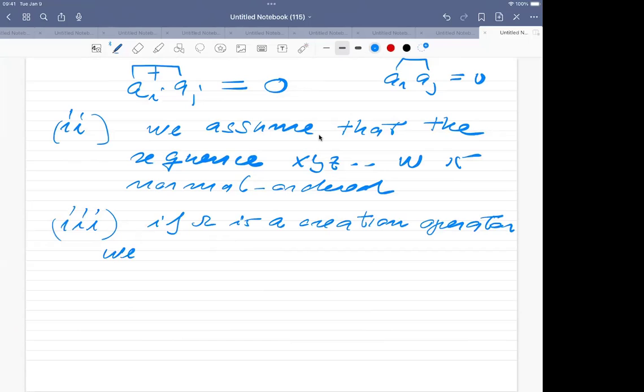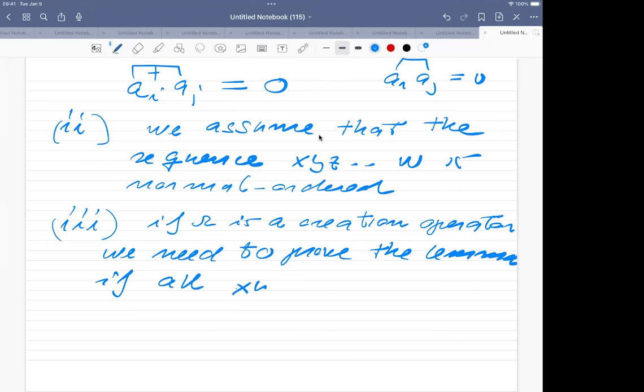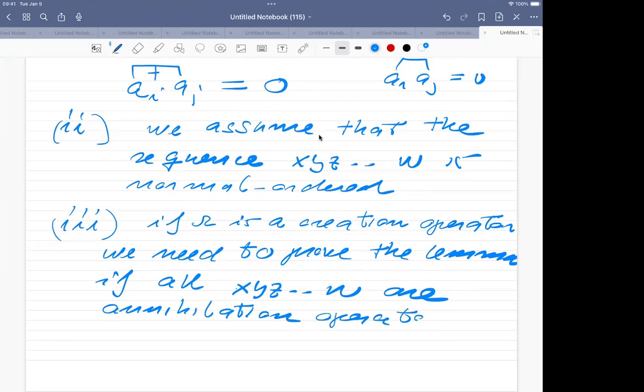We need to prove the lemma if all X, Y, Z up to W are annihilation operators. So that's the only case where this can give us some problems, since all the contractions of the type A dagger, this one, are actually equal to 0.